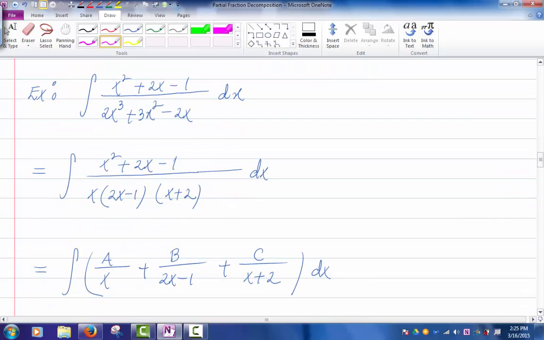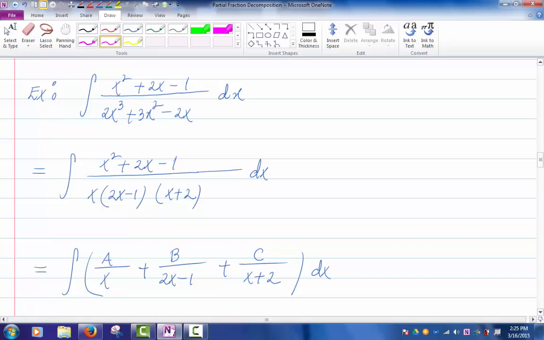Okay, what is decomposition good for? Well, for us, it's about evaluating integrals. So let's look at one problem. Again, in these problems, I'm not going to show you all the details. Some of the details are left to the videos. What's the integral of x squared plus 2x minus 1 over 2x cubed plus 3x squared minus 2x? How would I find that integral?